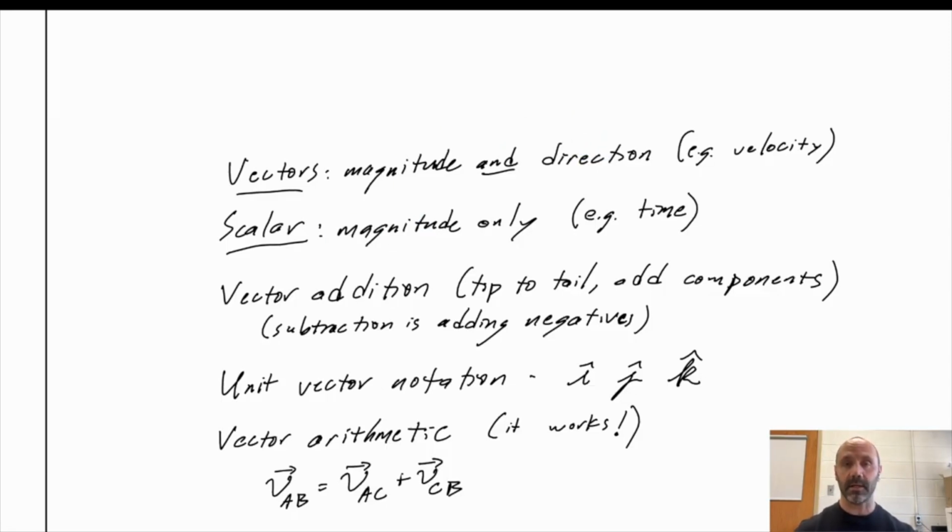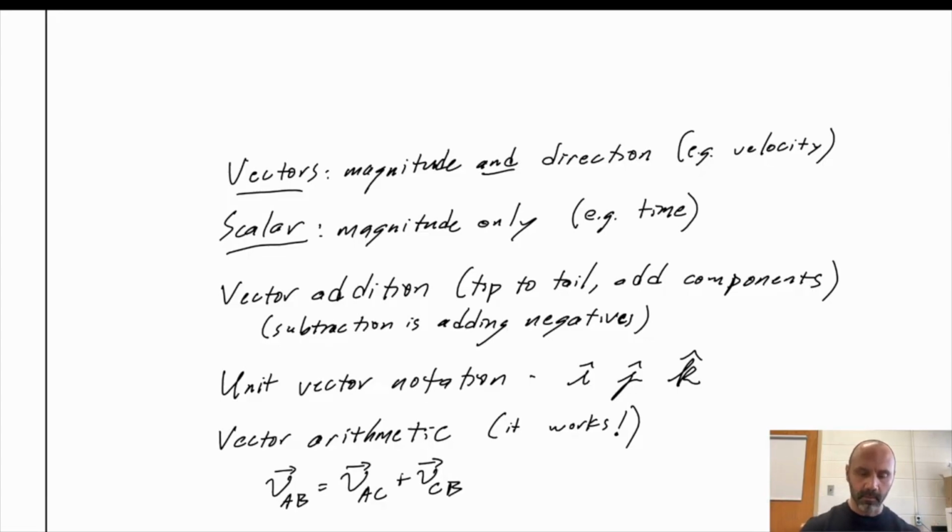So, for example, something like mass, time, those are examples of just scalar quantities. When you multiply a vector and a scalar, you can just multiply the scalar in, and it gets distributed to all the different parts of the vector quantity.